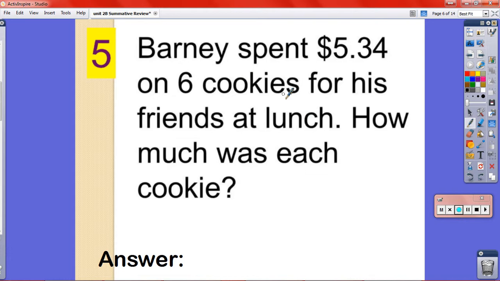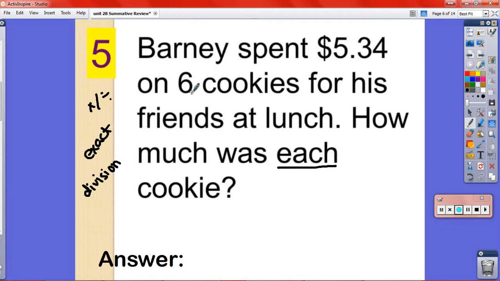Number 5, Barney spent $5.34 on 6 cookies for his friends at lunch. How much was each cookie? Okay, well this is an exact problem. And each implies multiplication or division. And each in the question, how much was each, implies division. How much for one? Which means you know how much for many, you want to know how much for one.